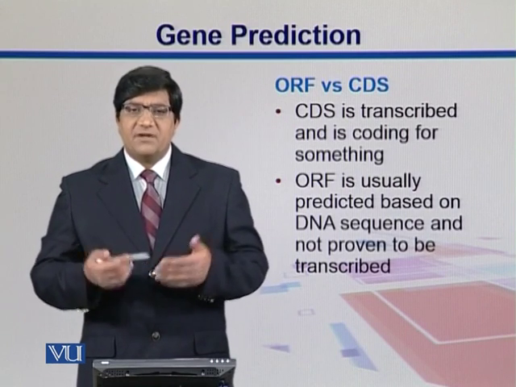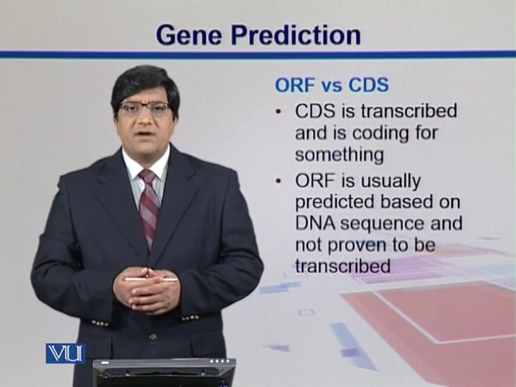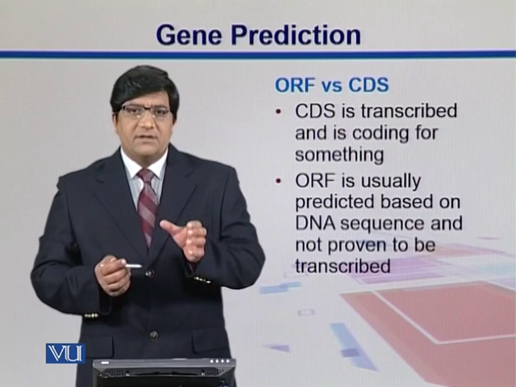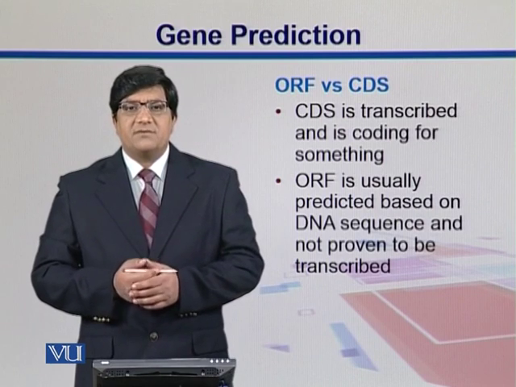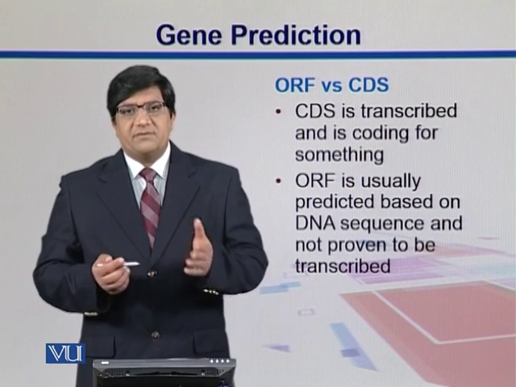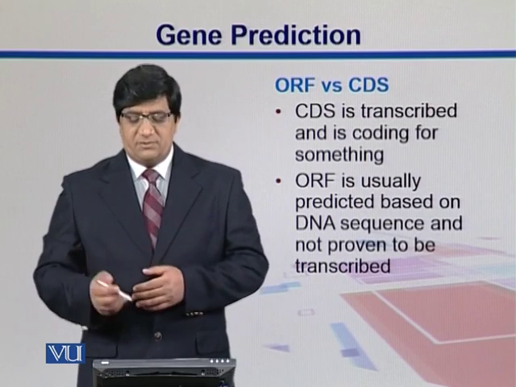So all ORFs may not be coding. You get those ORFs, open reading frames, by simply designing an algorithm where you ask your program to look for some ATG, some in-between sequence, and stop codons.